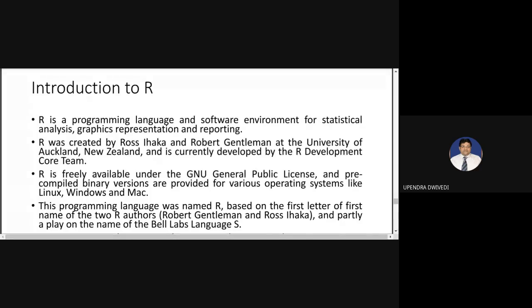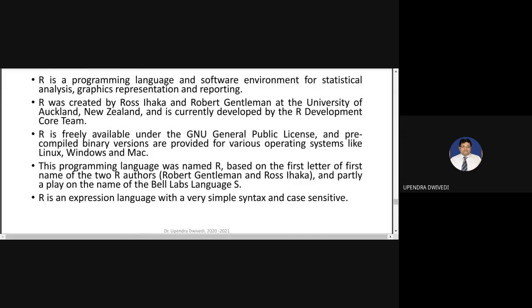The question arises why its name is R. Basically, there are two authors, Robert and Ross. The first letter of their names was used to name this language, so that's why the language name has an R. Initial development of this language was done at Bell Laboratories, and the language was S. Then after a certain duration, it evolved into the R programming language.